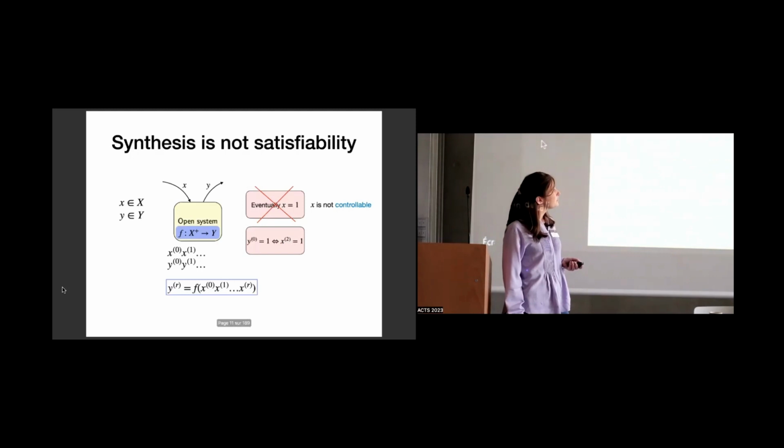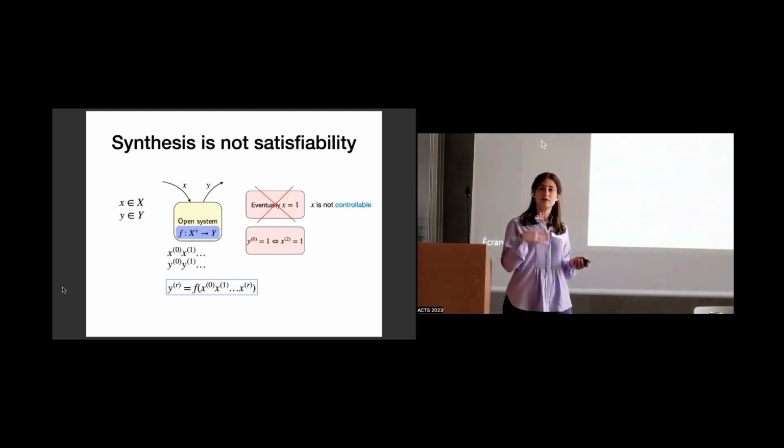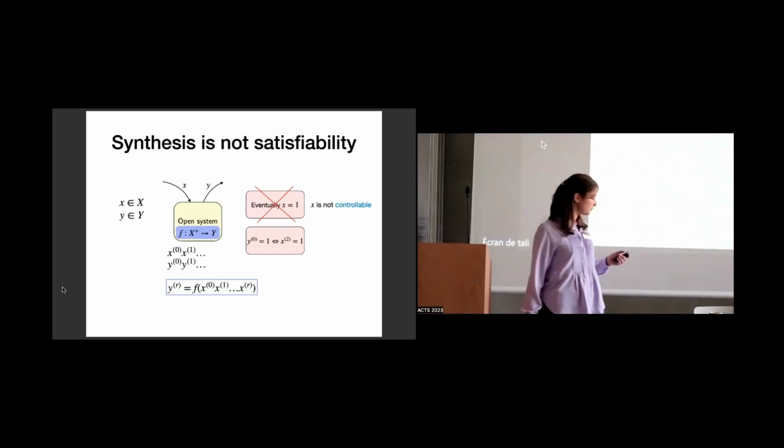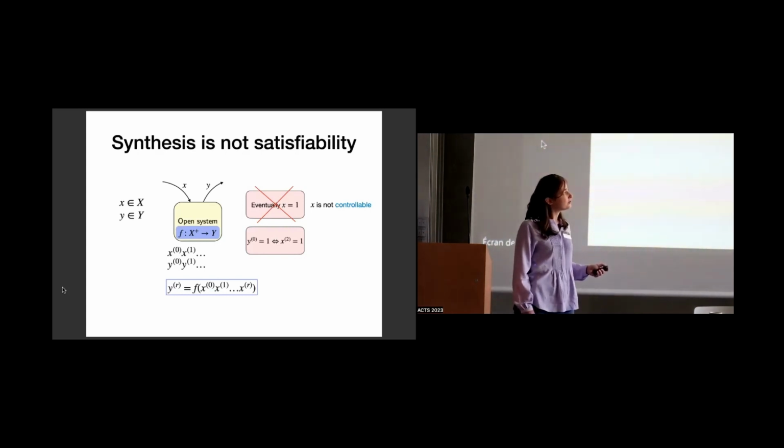Okay, so now I'm looking at another specification. Okay, I've understood that I cannot control the input variables, but what about saying this? So I want to output in the variable y, 1, if and only if at the third step, the x variable is equal to 1.